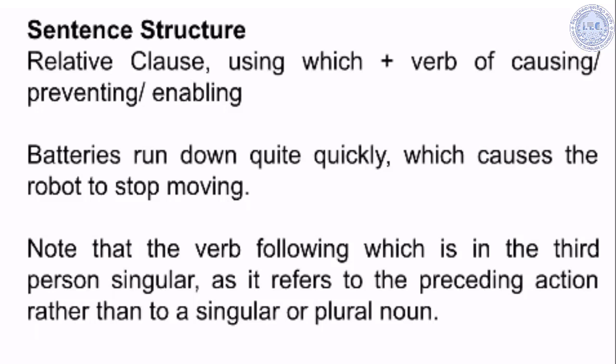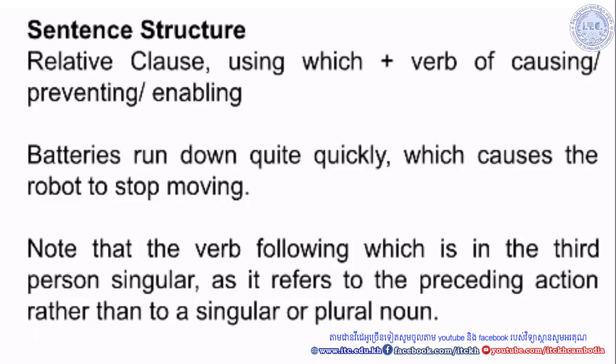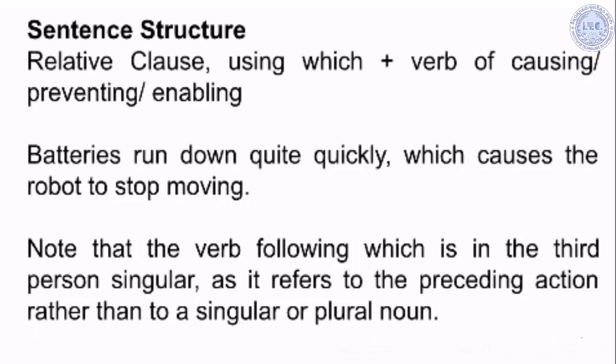So in this sentence, let's have a look together, and not just in this sentence, but if you go back to the previous slide and see some of the examples, you will see the first sentence, then a comma, then which, and then a verb. This verb has to be noted as third person singular, so we must add s or es. This is subject and verb agreement, because we use which to refer to the preceding action.